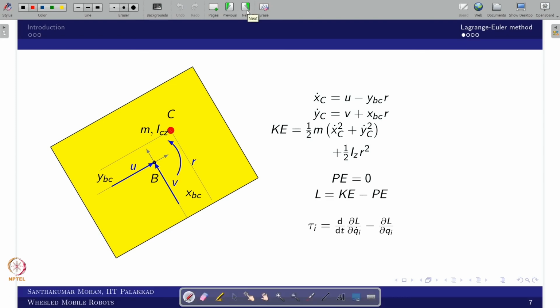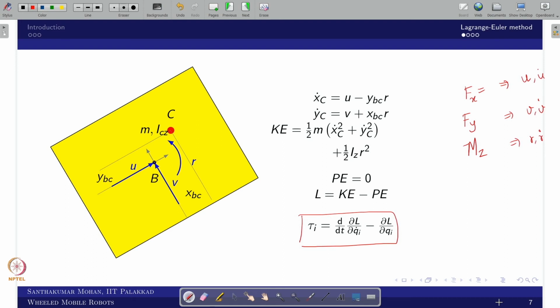So the kinetic energy is nothing but your Lagrangian, and you take the Lagrange-Euler equation and do it. What are the equations you wanted? What would be the equivalent x axis force, what would be the y axis force, what would be the z axis moment, right. Now this is related to u and u dot, this is related to v and v dot, and this is related to r and r dot. What is the dot? It is nothing but acceleration with respect to the body frame. So this is what we are trying to derive here.